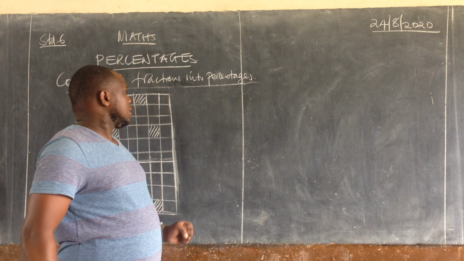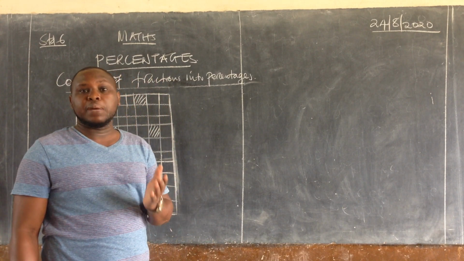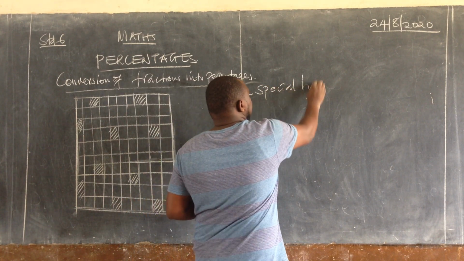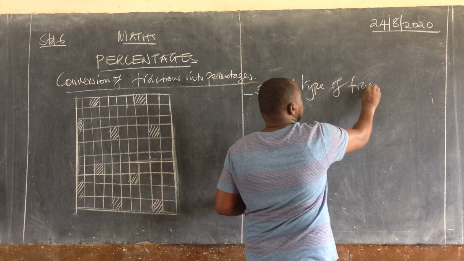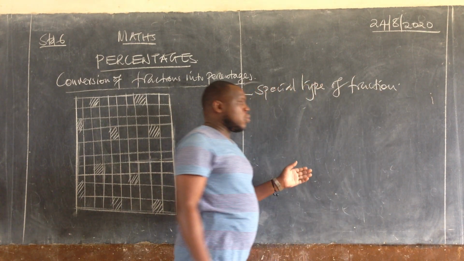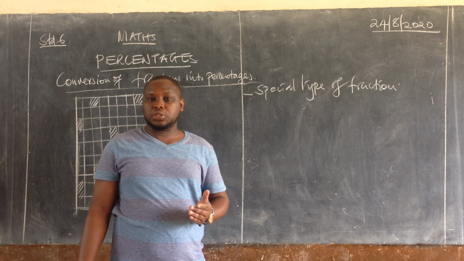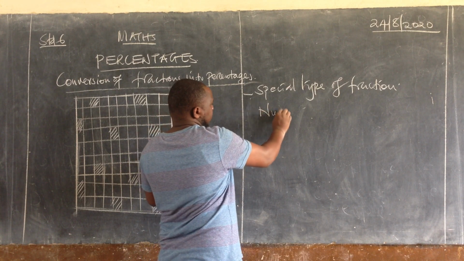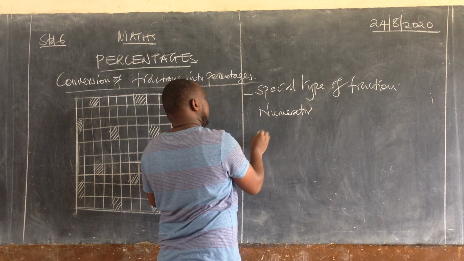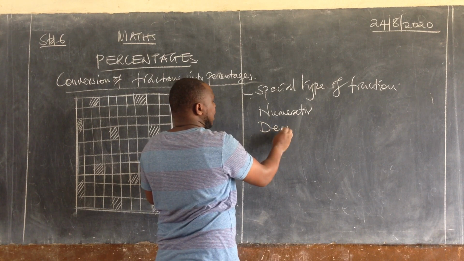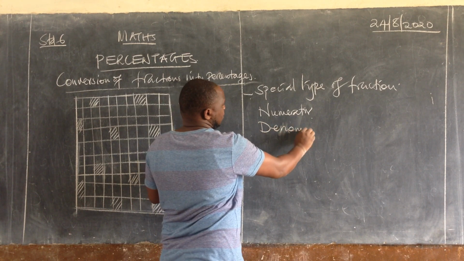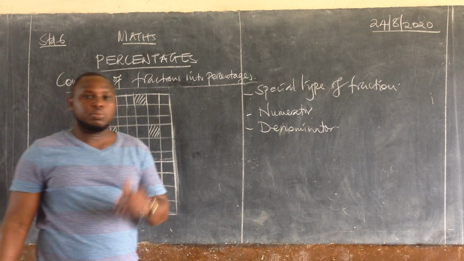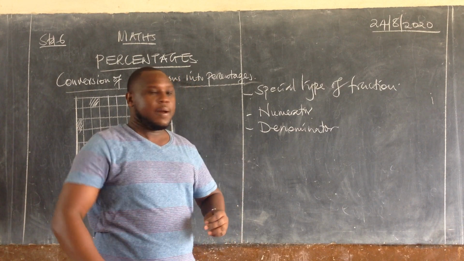Now, in simple terms, a percentage is a special type of a fraction. Why am I saying that it's a special type of a fraction? We know fractions have what we call the numerator, and we also know that fractions have a denominator. So these two parts guide us to be able to understand what fractions are.